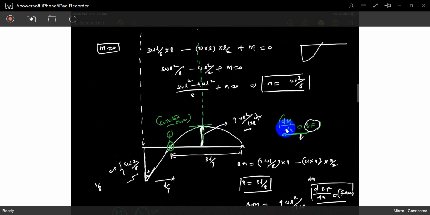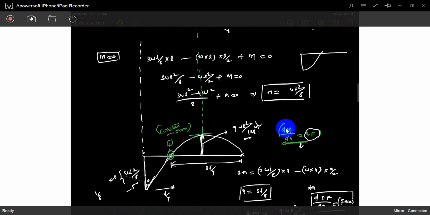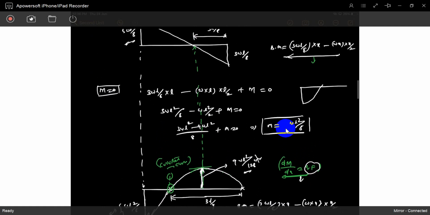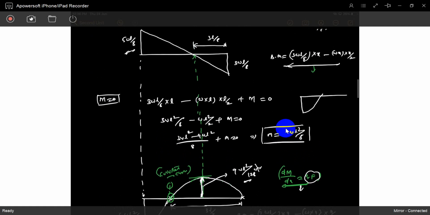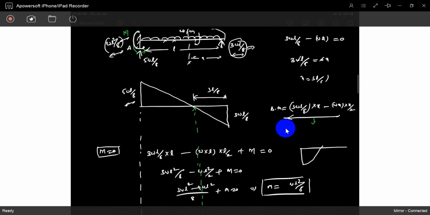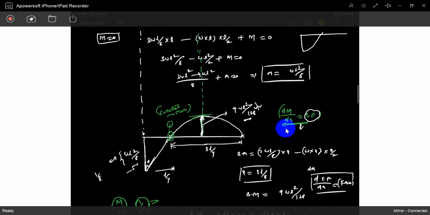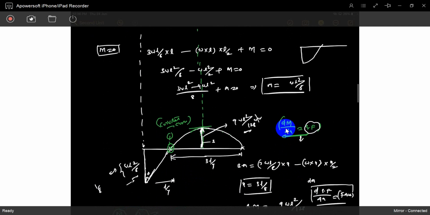Maximum bending moment is at the location where the shear is zero, so we get x. What is that x? This is 3L by 8. At this 3L by 8 distance, you will get the maximum bending moment. So I assume that is the maximum deflection point. Just find out the maximum deflection at this point.